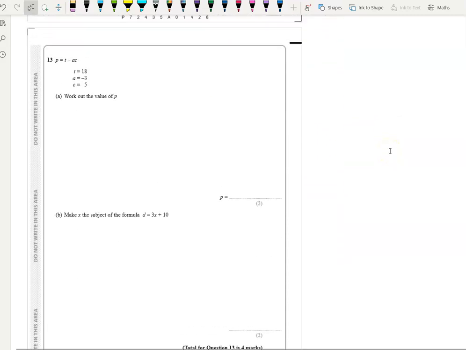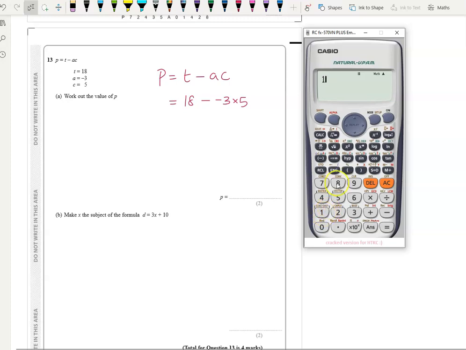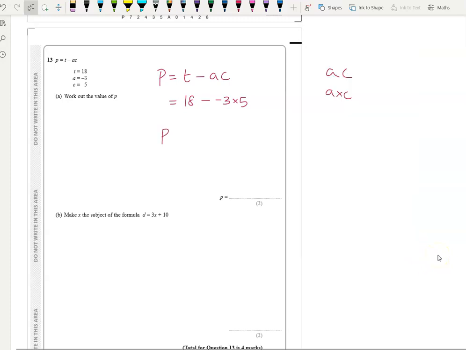Okay, question number 13. P equals T minus AC. Work out the value of P. We just have to substitute the values. P is T minus AC. The value of T is 18, minus A is negative 3. AC means A multiplied by C. The value of C is 5. Now put this in the calculator. So you get 18 minus negative 3 times 5, and you get your final answer 33. So the value of P is 33.